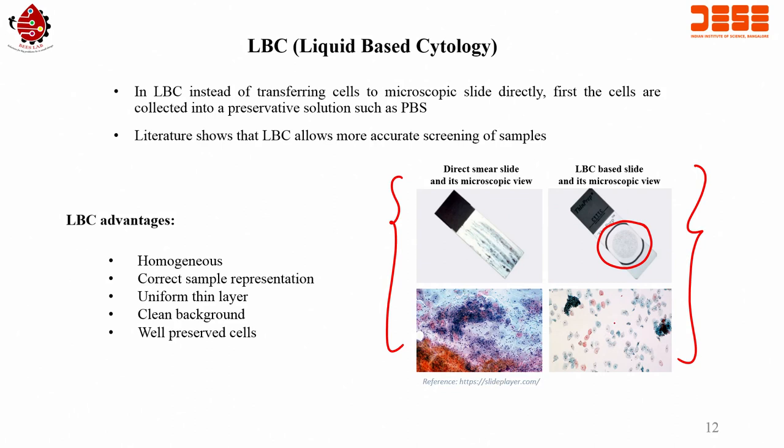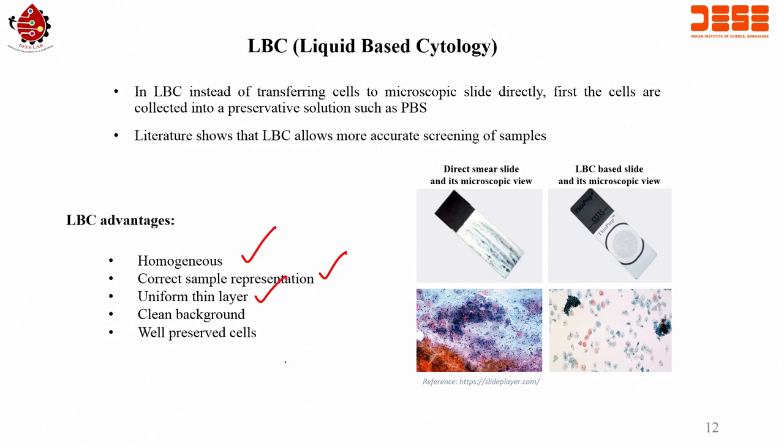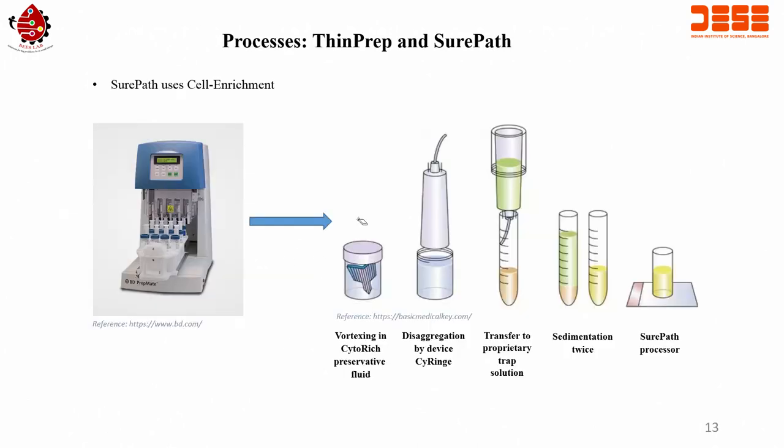If you just see in detail, you will understand that each cell has this black dot in center, it's a nucleus of the cell. So what are the advantages of LBC? LBC advantages are, it's homogeneous, correct sample representation, uniformly thin layer, so no clumping, clean background, and well preserved cells. These are the advantages of the LBC equipment over direct smear testing. Okay. So having this much of information, let us go for the next one.